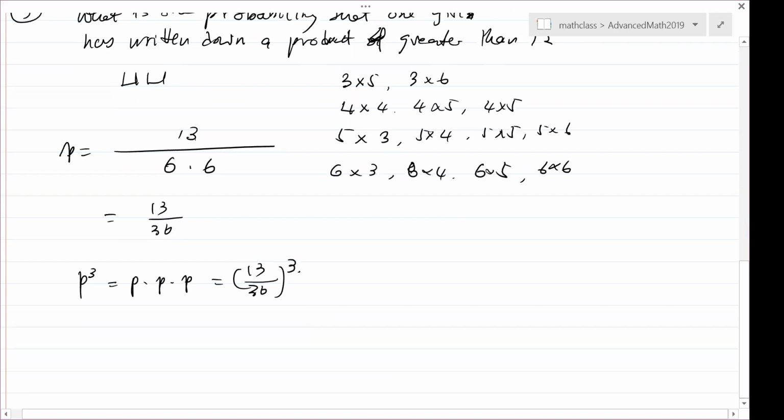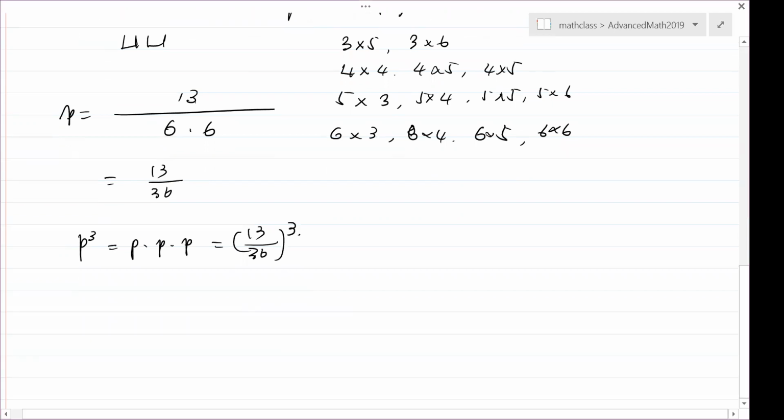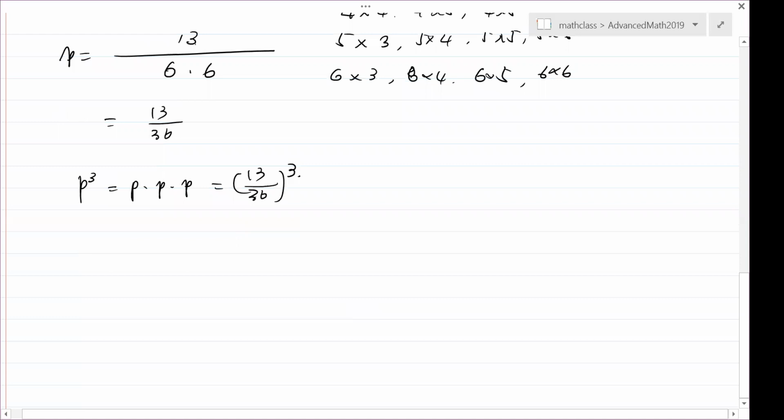It's very similar to the problem where on Monday the chance of rain is 10%, and on Tuesday the chance of rain is also 10%. What is the probability that it rains on both days? Monday, Tuesday, then it's just the product of those 2 probabilities. So you have to use the product rule to solve the problem.